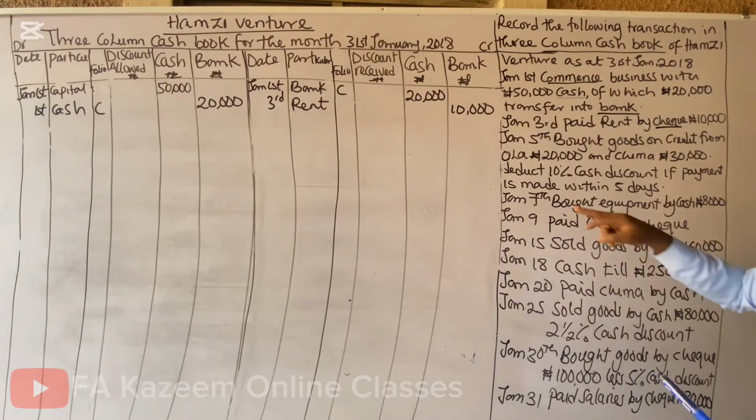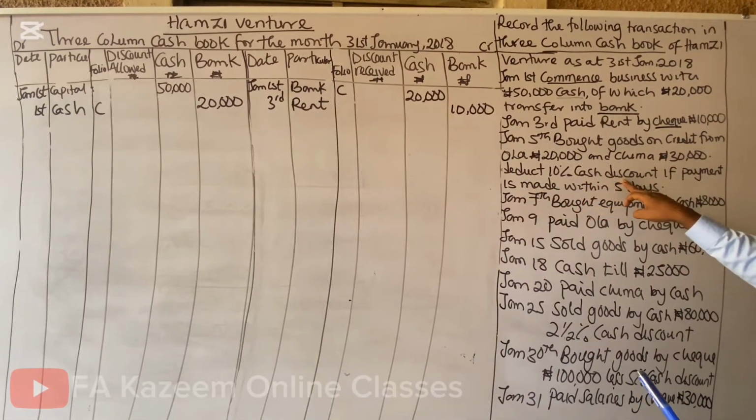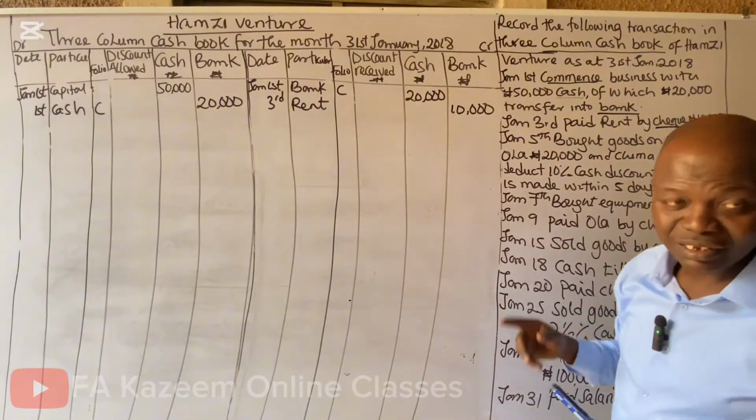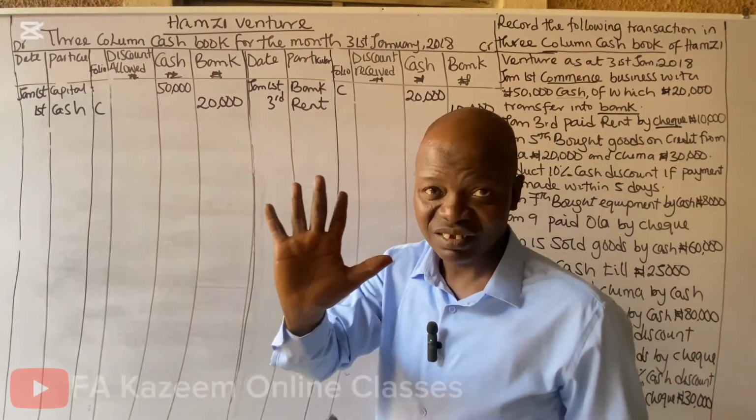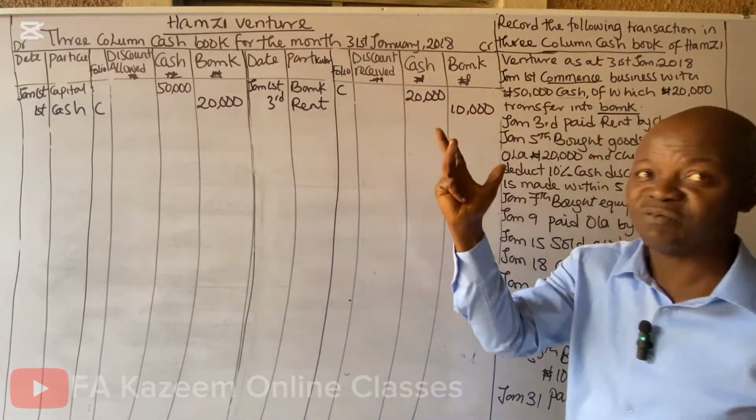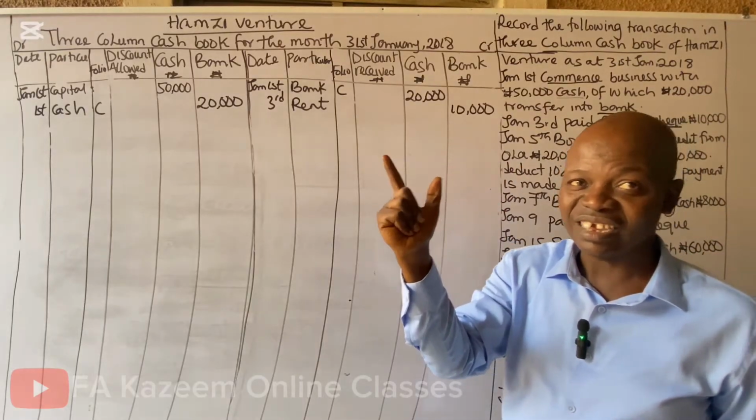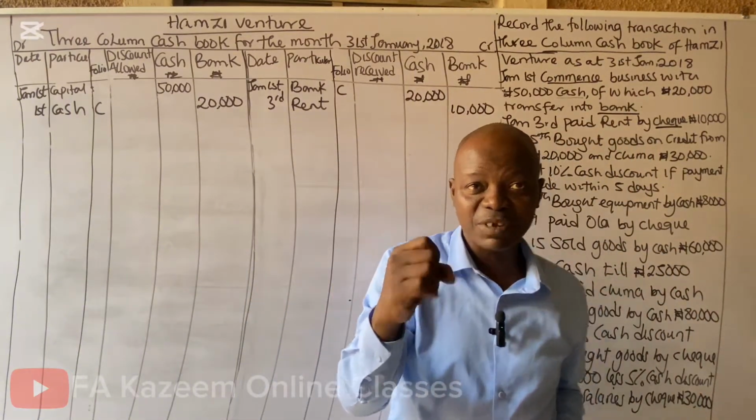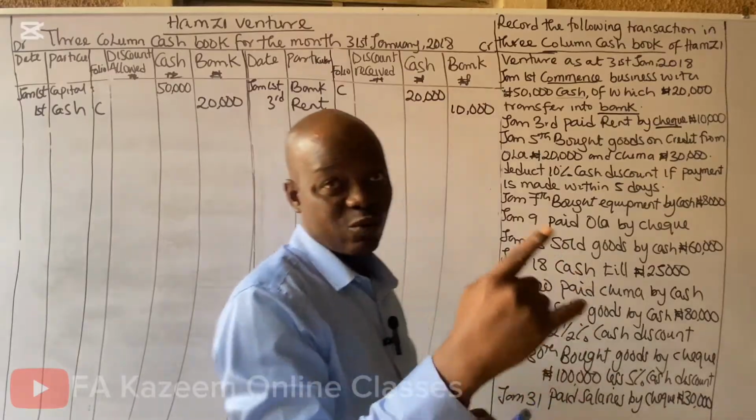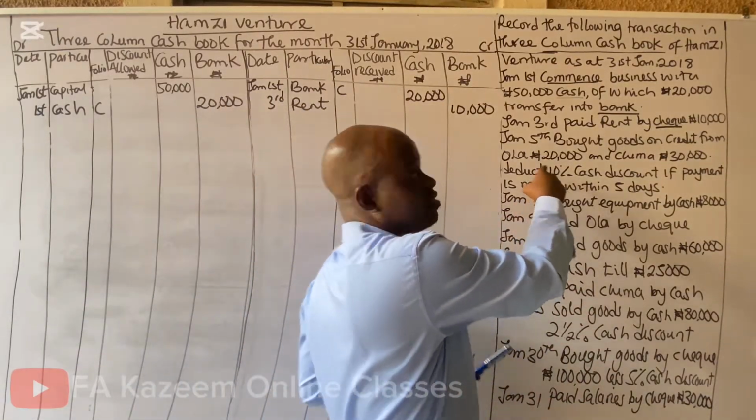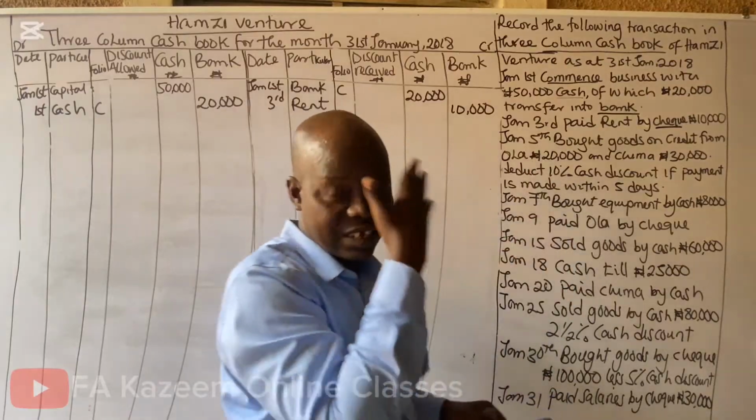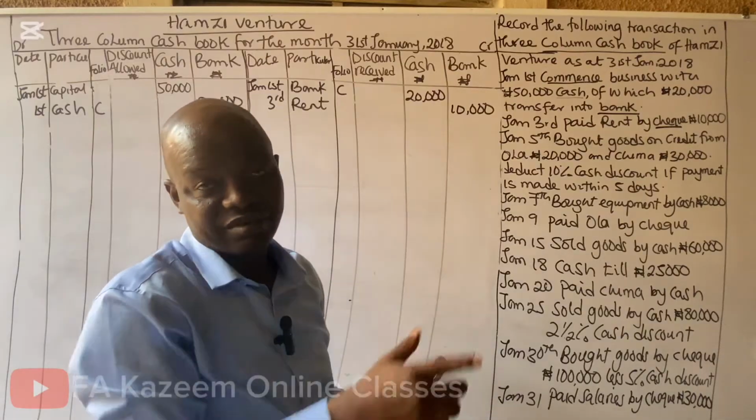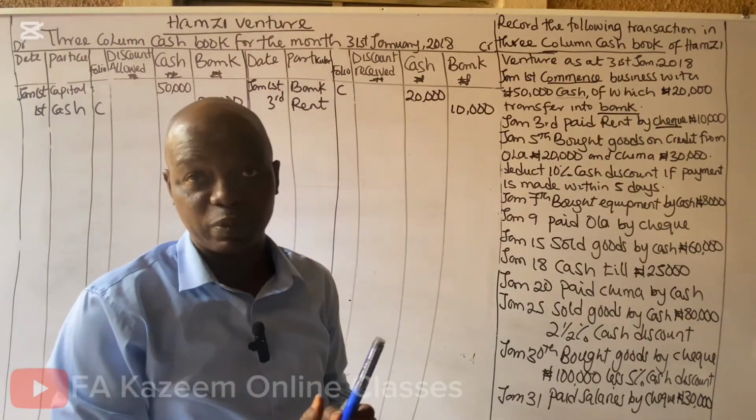What was the condition? Deduct 10% cash discount if payment is made within 5 days. Meaning, if these people are paid within 5 days, let's count 5 days: January 5, January 6, January 7, January 8, January 9. If payments were made between January 5 to January 9, we are going to enjoy a 10% discount, meaning AMZI Venture will enjoy 10% discount. But if payment is made outside January 9, AMZI Venture will not enjoy any discount. It's going to pay in full.